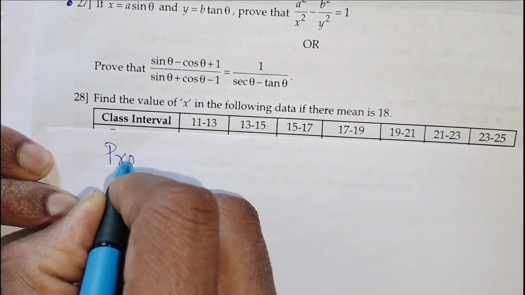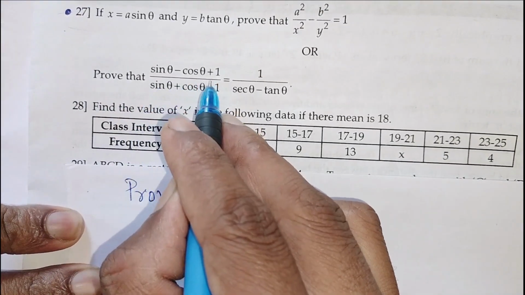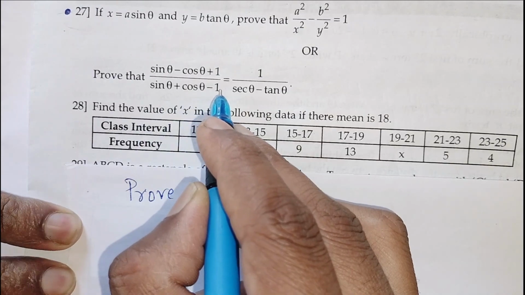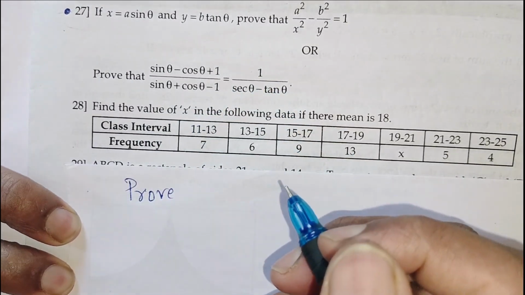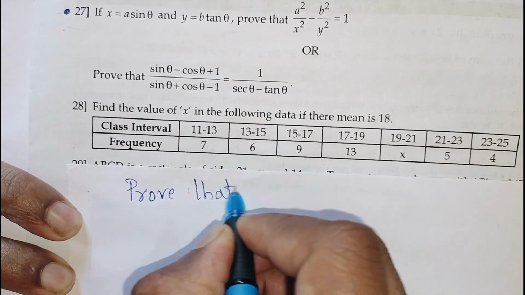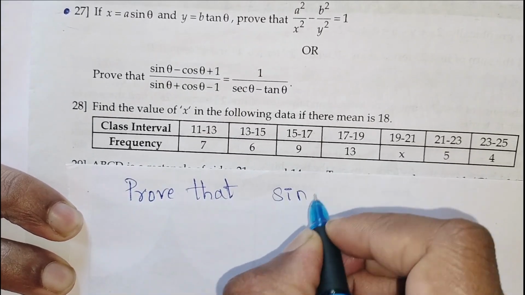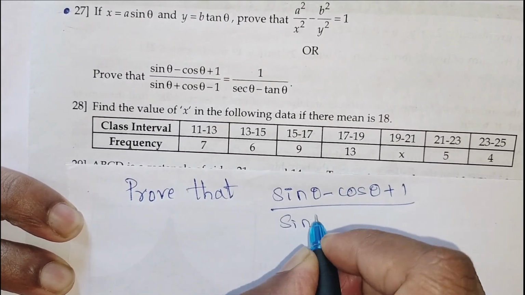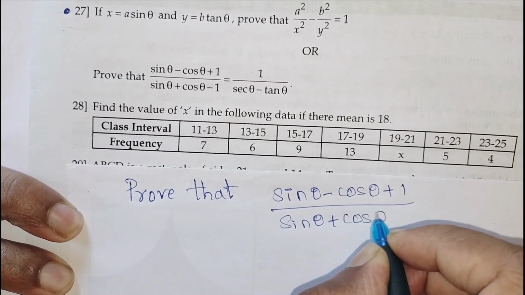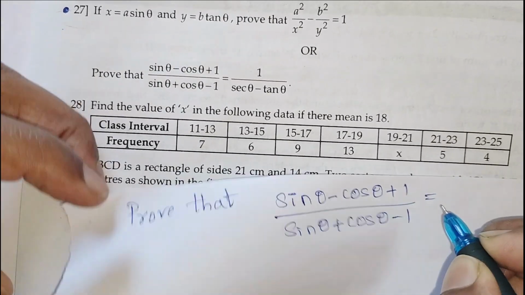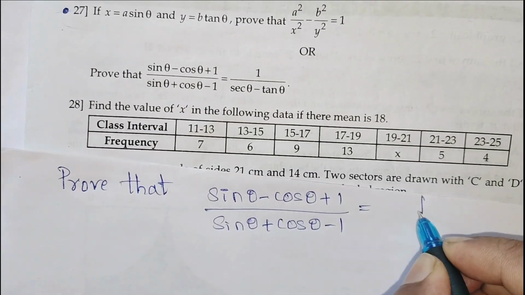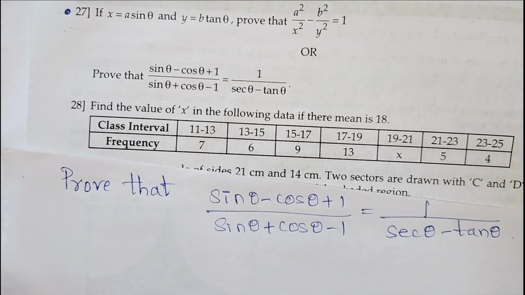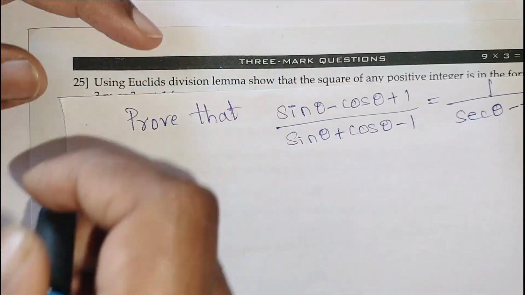Here you have to prove that sin theta minus cos theta plus 1 divided by sin theta plus cos theta minus 1 equals 1 by sec theta minus tan theta. Okay, this we have to prove. That is, prove that sin theta minus cos theta plus 1 divided by sin theta plus cos theta minus 1 equals 1 by sec theta minus tan theta. It's also a 27th problem.